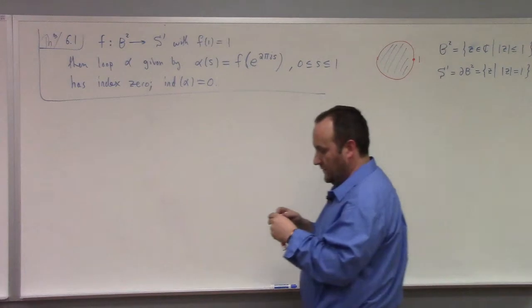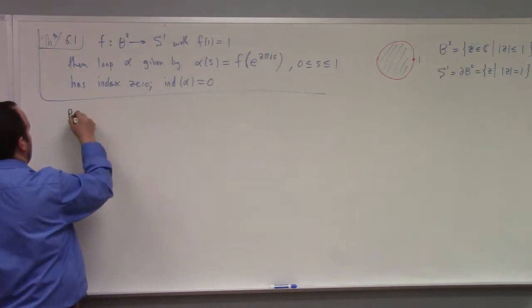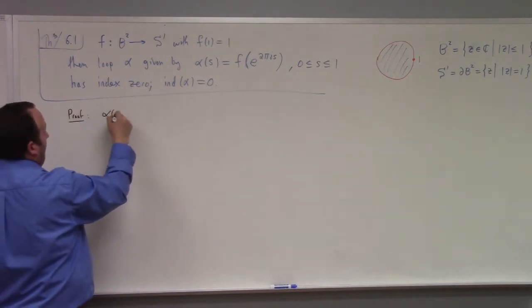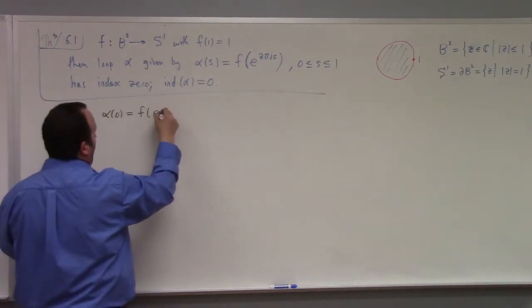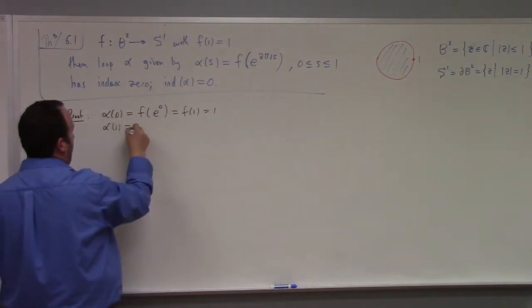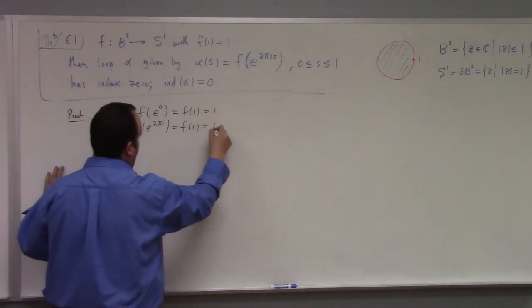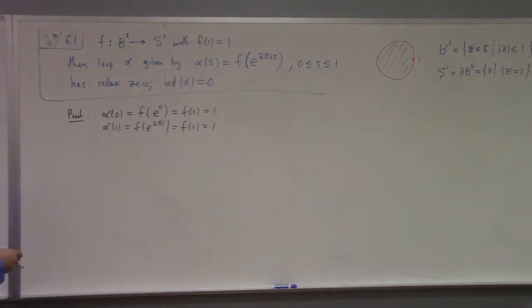Is alpha a loop, first of all? Does that make sense? I mean, the domain is right for the setup. It goes from 0 to 1, right? What's alpha of 0? It's a composition of continuous functions, so it's continuous. It's a loop, right? And so how on earth do you calculate its index?